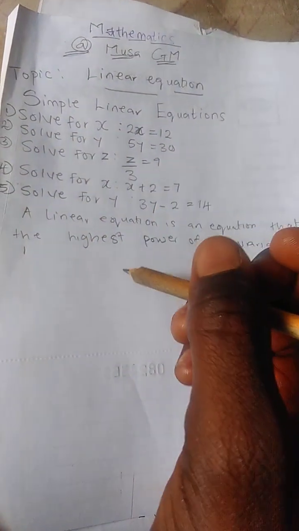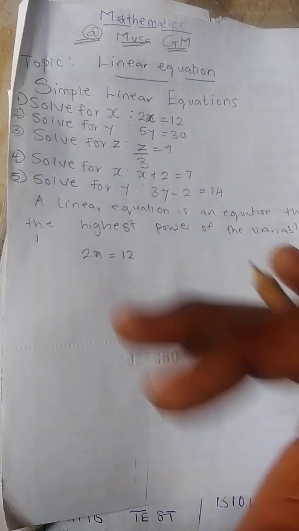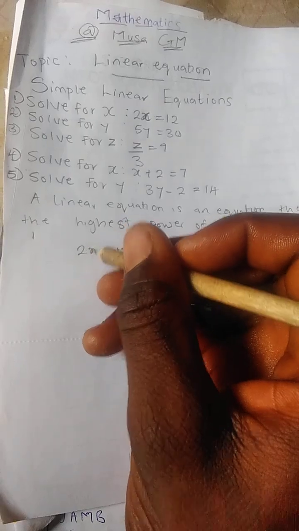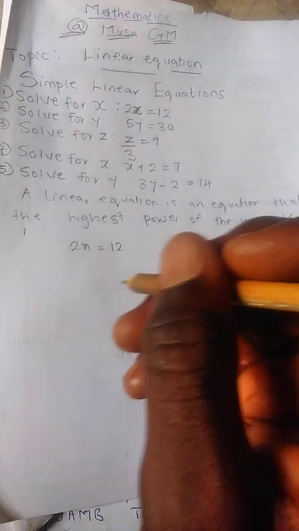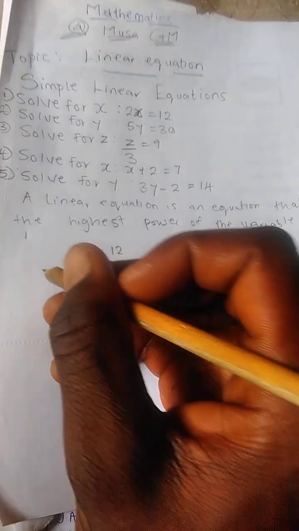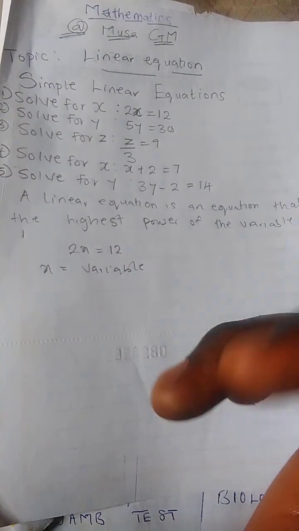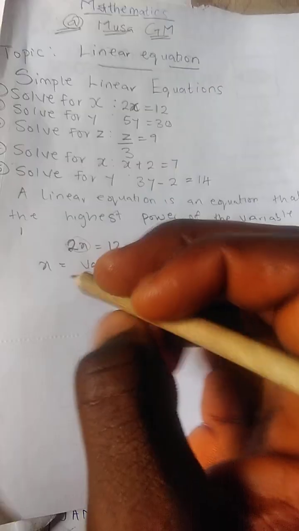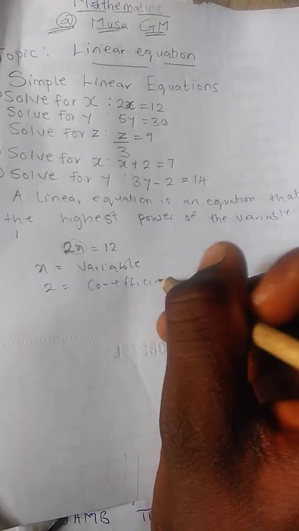Now, for instance, we have a question here, which is example 1, and it says 2x is equal to 12. Looking at this, we have a variable here. And what is that variable? Yes, you're correct. x is the variable. Since we have x as a variable, we have other terms used in solving linear equations. x here is the variable, and we have 2 attached to x, so 2 here is the coefficient of x.